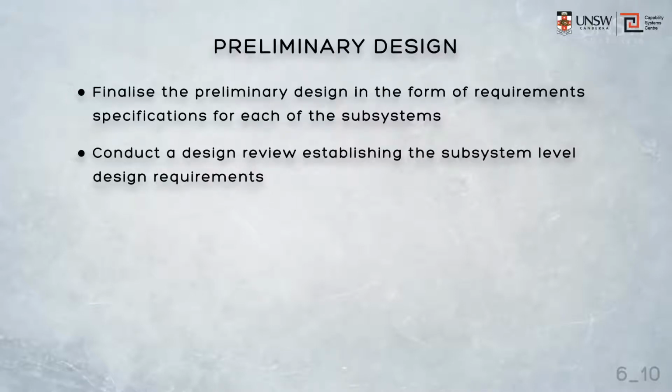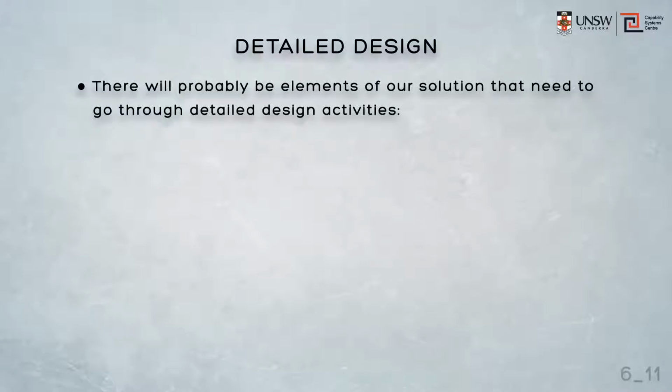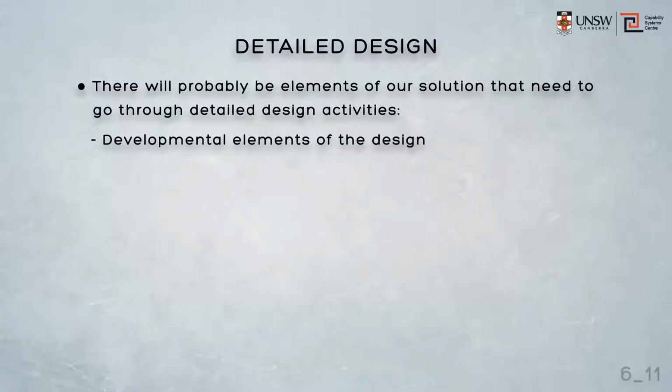Once the design review is complete for each of the subsystems, we can then move on to detailed design. From our preliminary design review, we have confirmed decisions about how each of the subsystems will be realised. As you'll recall, some will be procured off the shelf, others will be modified in some way, and others still will be designed from scratch.